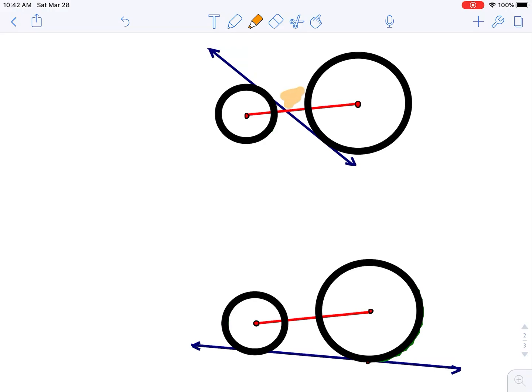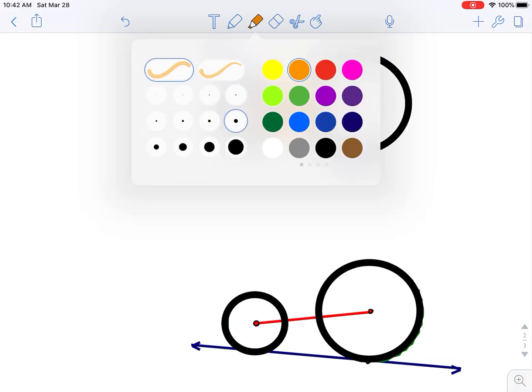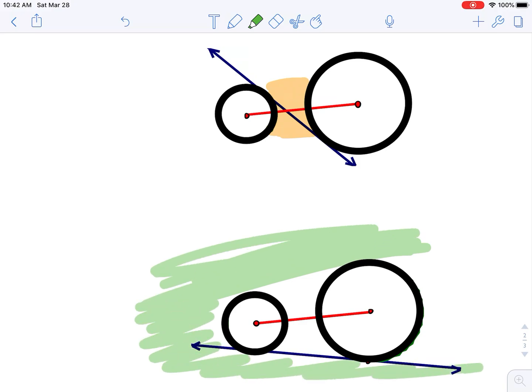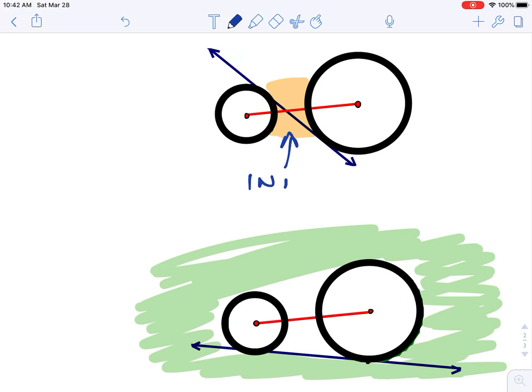Consider the space in between the two circles as the interior of this picture. And consider the space outside the two circles as the exterior. So we've got the interior and the exterior.